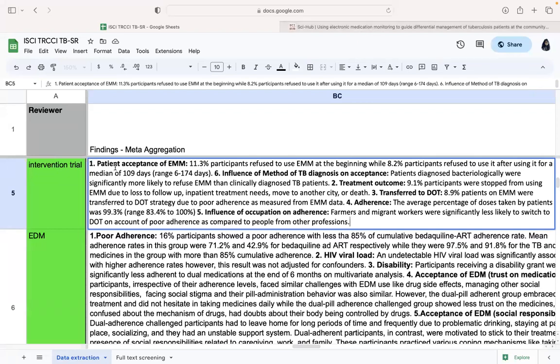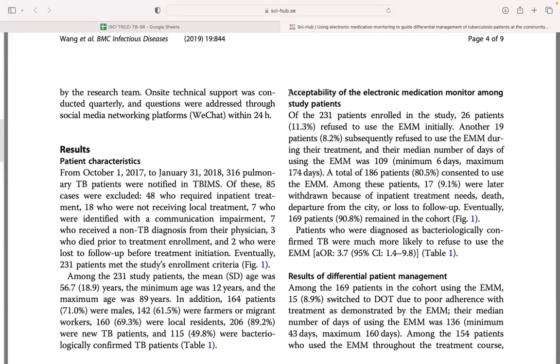All right, so we have gone through all the 6 subheadings and what has been written under them. And we'll start reading the results section of this paper. Acceptability of EMM. Out of so many people, 11.3% refused to use it initially. 8.2 subsequently refused to use EMM. And their median number of days using EMM was 109. This is exactly what is written here.